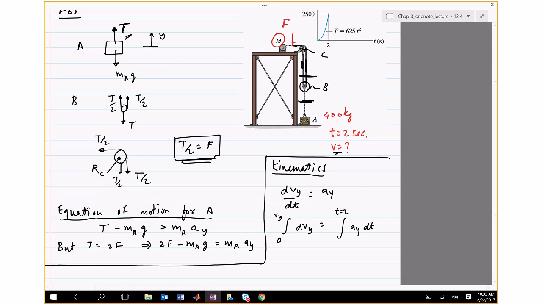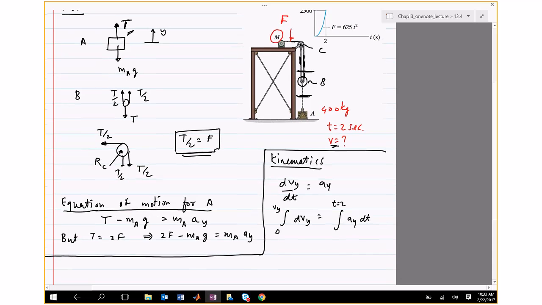There's a force mg acting downwards, and as long as this force is less than mg, well, it's not mg, it's really 2F. So let's look at this equation. When F is 0, this mass is not going to move up. It's not going to move up unless 2F is greater than m_A g. Say this is 5 kgs, there's a force 5 times g. Let's say it's 10 kgs.